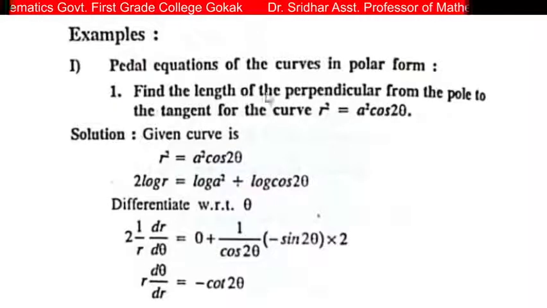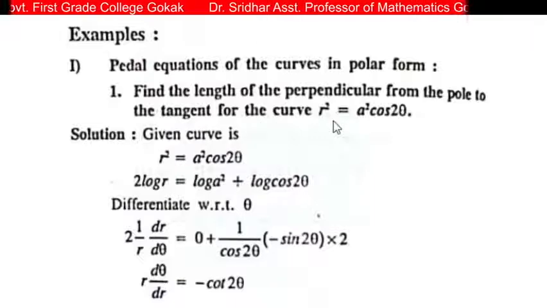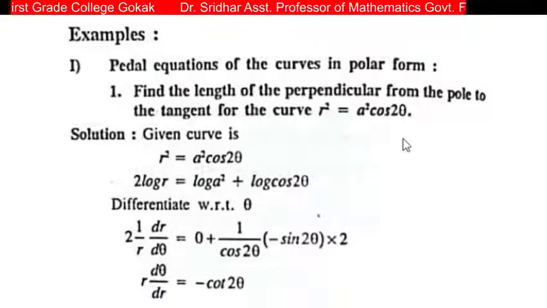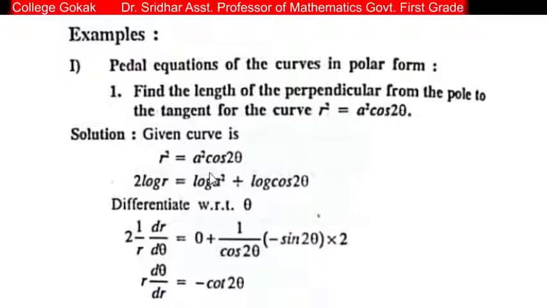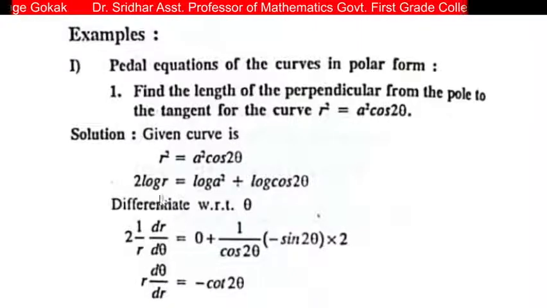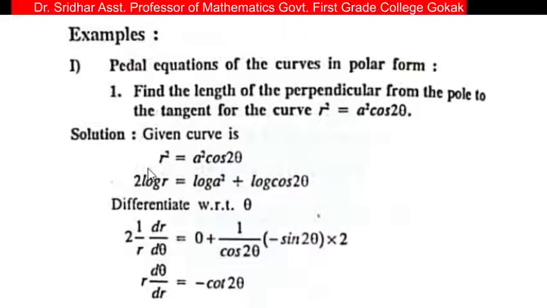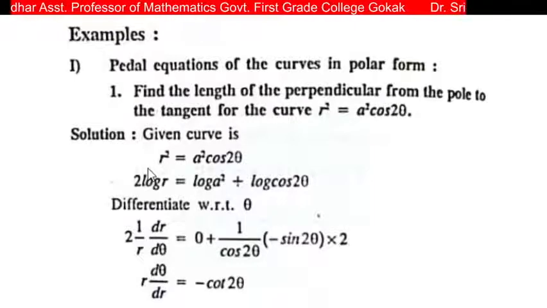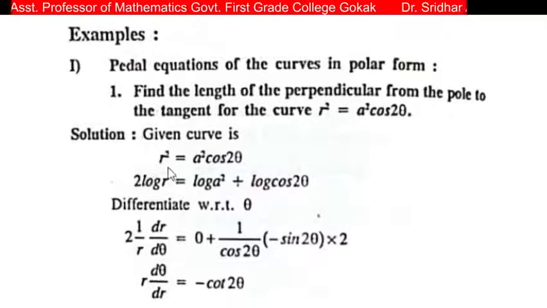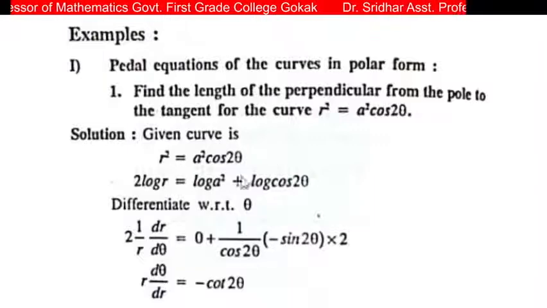Find the length of the perpendicular from the pole to the tangent for the curve r square equal to a square cos 2 theta. The curve is given as r square equal to a square cos 2 theta. Now to find the length of the perpendicular from the pole to the tangent, it is given by the formula P. So here we first find phi, to find P.